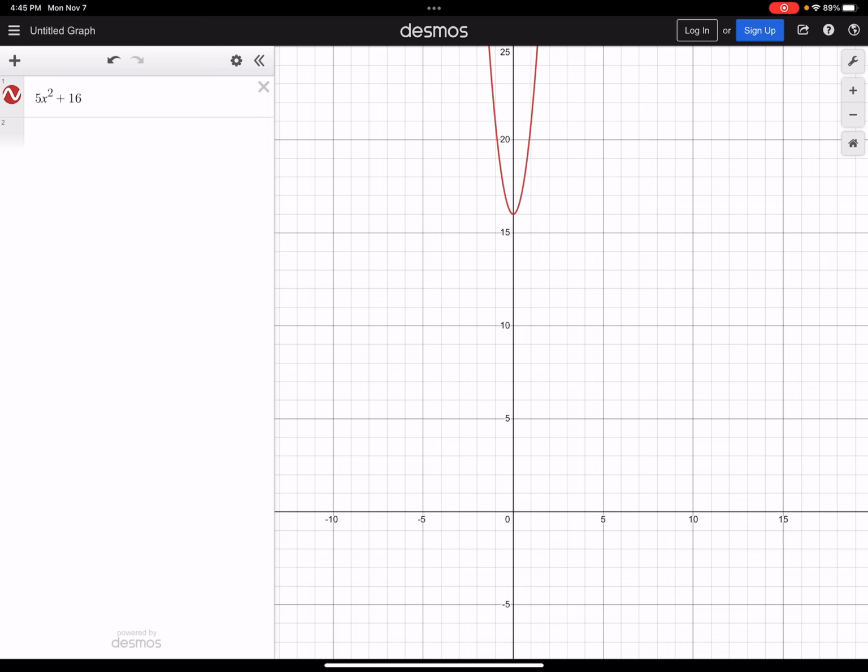Notice, are there any x-intercepts? No. This parabola never crosses the x-axis, but that's not to say there are no numbers that make it equal to 0. So, while this parabola for 5x squared plus 16 doesn't have x-intercepts, it still has roots. Every polynomial has roots. They just may not be real. Sometimes they are imaginary. Okay? Oh, that's my calculator. Okay, let's move on.